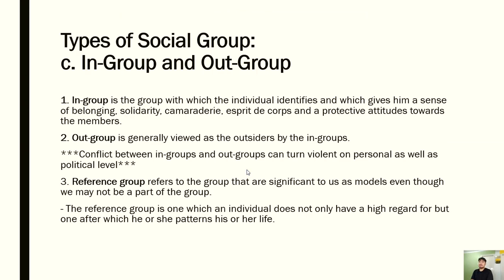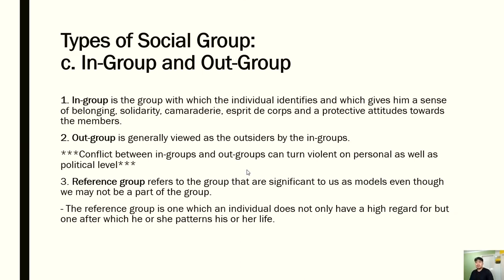The last part we must look at is the type of social group according to in-group and out-group analysis, provided by Henry Tajfel, a sociologist and social psychologist. The in-group, which I mentioned in our discussion on Deviance, is the group with which the individual identifies and which gives him a sense of belonging, solidarity, camaraderie, esprit de corps, and a protective attitude towards the members. I will also define the out-group so we can compare. The out-group is generally viewed as the outsider by the in-group.